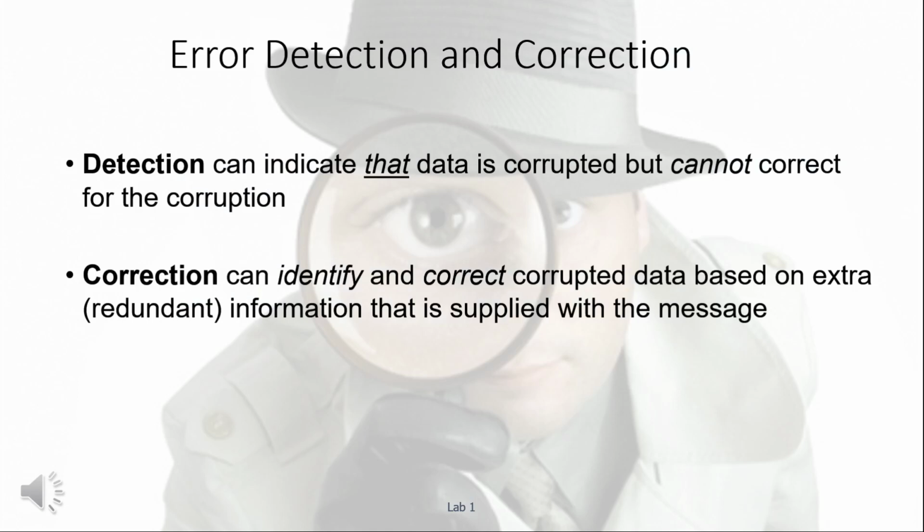It's important that we define what we mean by error detection and correction. Detection is the ability to identify data that may be corrupt, but we don't have the ability to correct that data. That's where error correction comes in, where you can both identify and correct for corrupted data using some sort of redundant information that has been supplied. And what we mean by redundant, usually we mean repeated information.